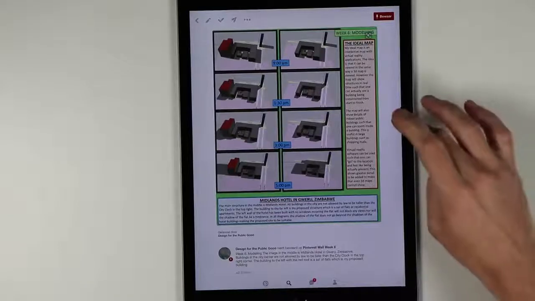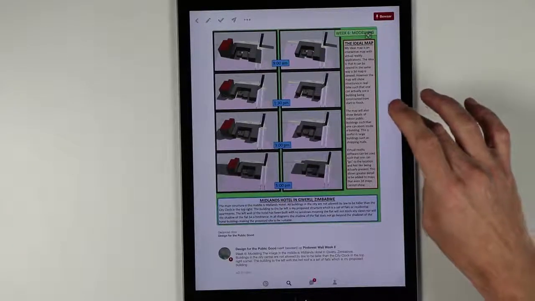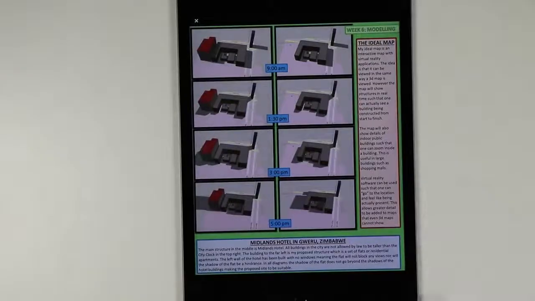This is Silvanus' map from the Midlands Hotel in Gweru in Zimbabwe. Very nice to see a contribution from Zimbabwe. Silvanus points at one aspect of an ideal map that we didn't talk about before, and that is interior space. Since there are many places in our cities that are public and in fact very large, but they are interior spaces like malls or other public functions, we should actually try to include interior information into our maps.